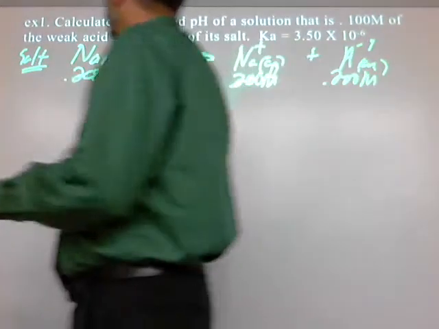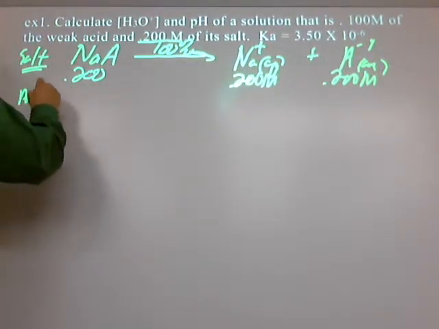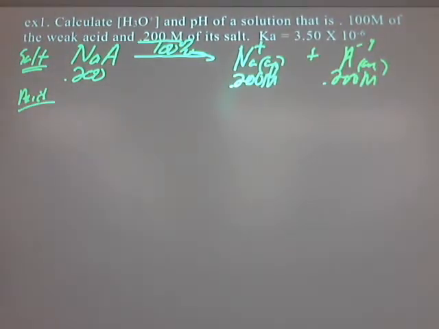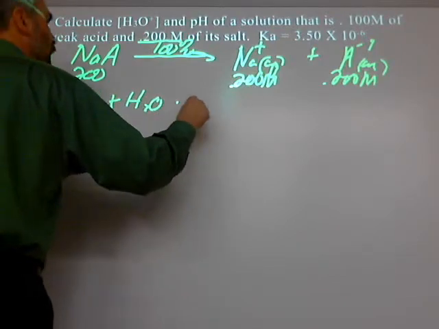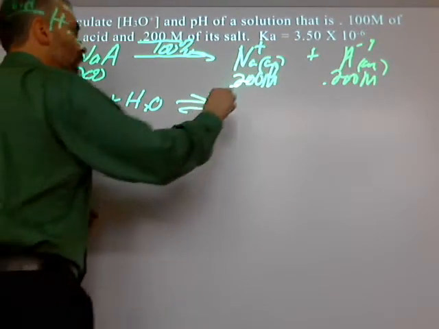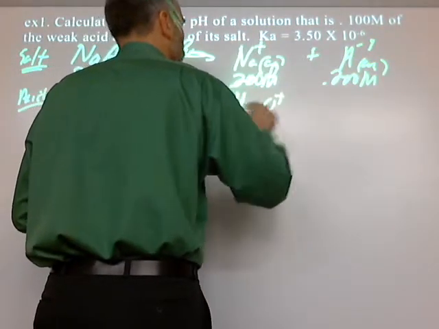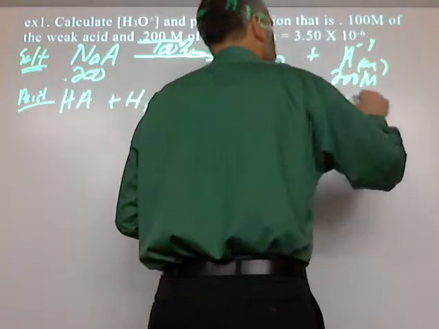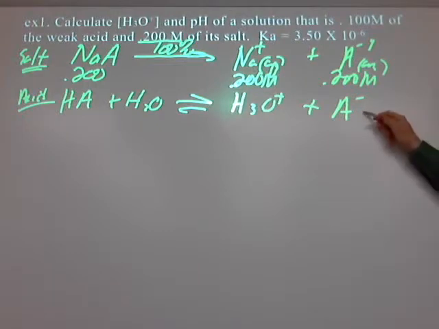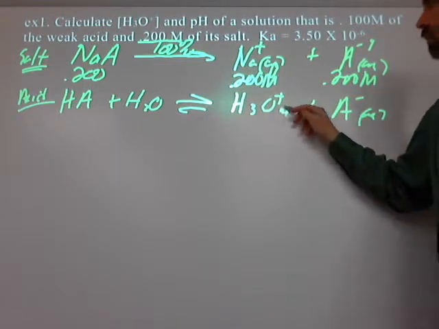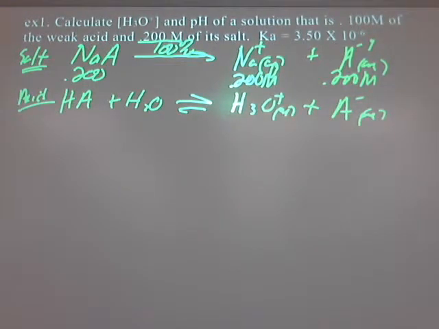This is for the acid. What is it going to look like? It's going to look like any other acid equilibrium expression. It's going to be HA plus H2O yields, reversible, hydronium ions plus whatever this negative ion is, A negative. And again, I don't normally write aq in, but I'll just do it this time. Usually shorten it up a little bit.